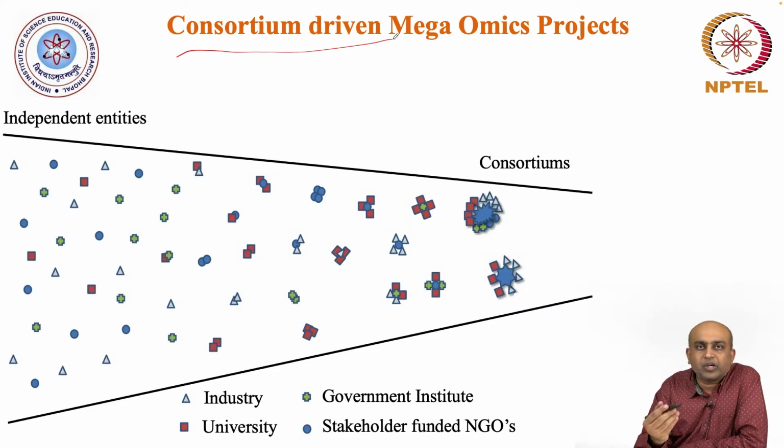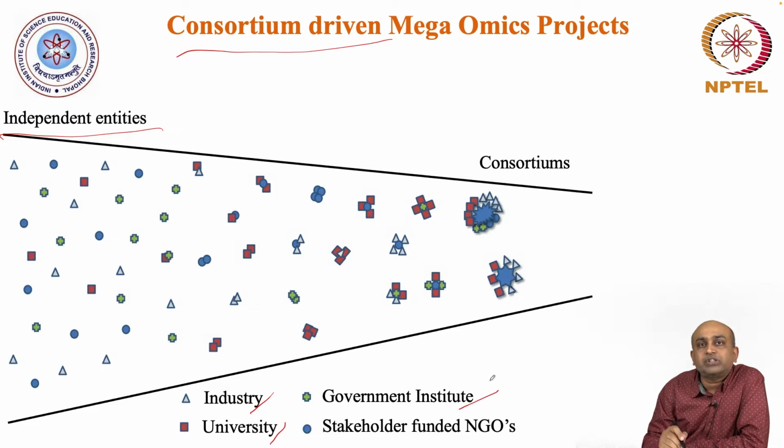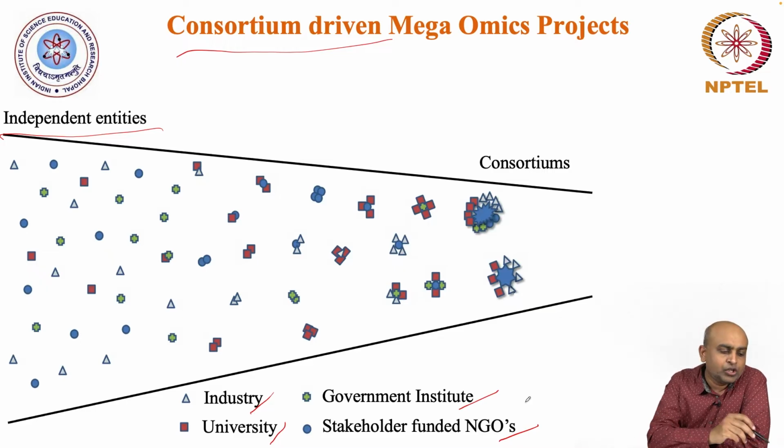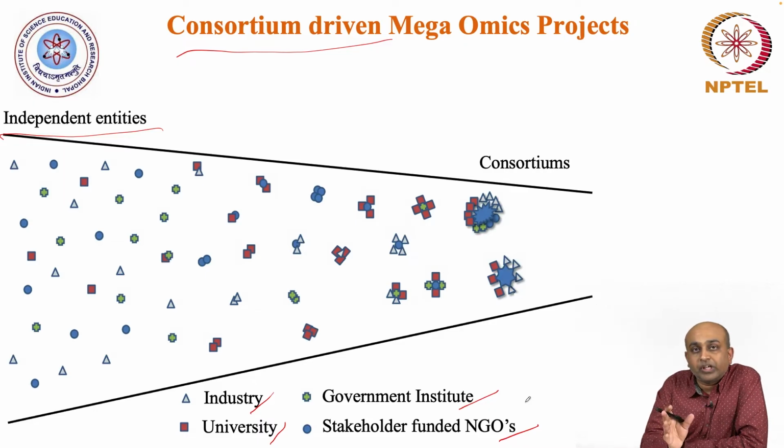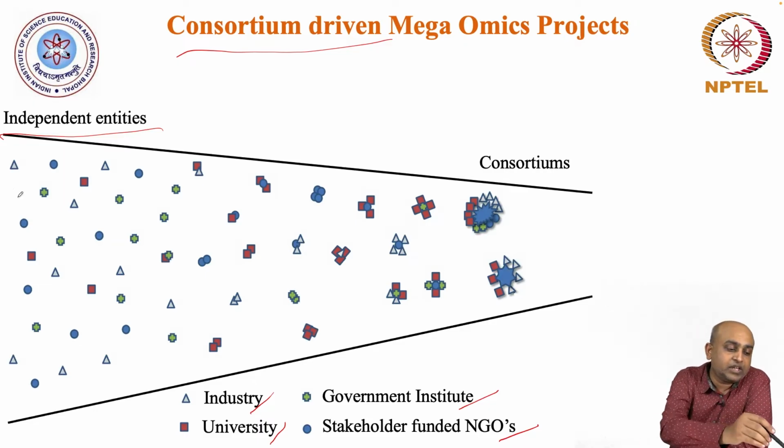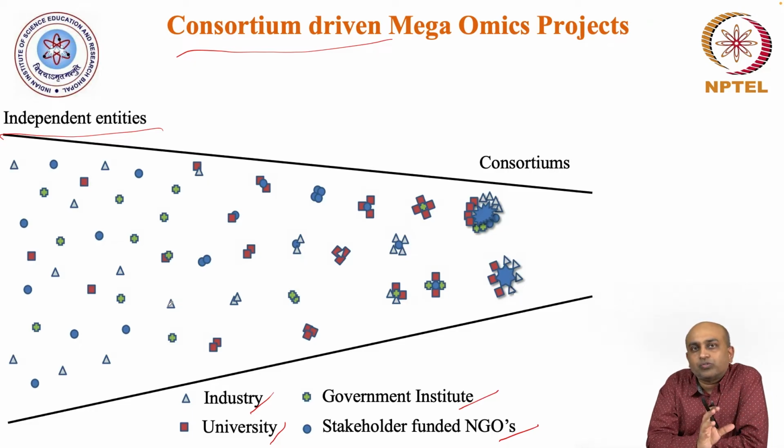So all these mega omics projects, they have different types of consortia. For example, you could have independent entities. Independent entities could be some industry, or it could be a university, a lab which is located in a university. It could be some government institute which is involved in research. It could be some kind of non-governmental organizations which is again involved in this kind of research. So they are all independent entities. They can of course do omics just on their own. Then these independent entities, the magnitude of data that they can generate and the kind of problems they can tackle is limited by the resources and capacity that these organizations have.